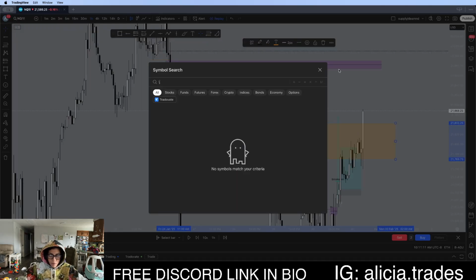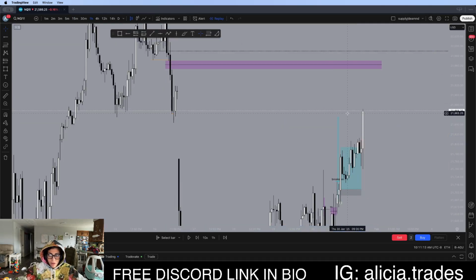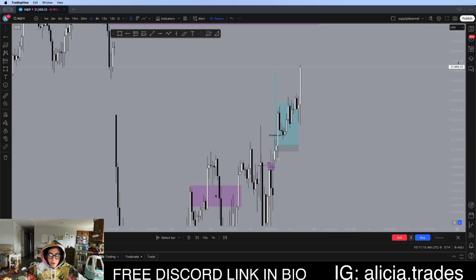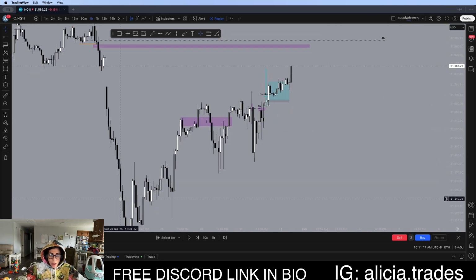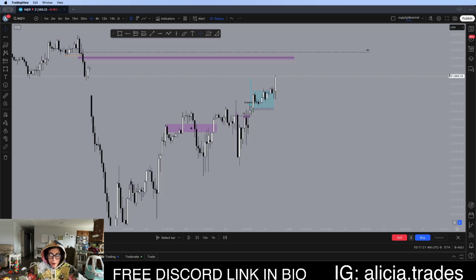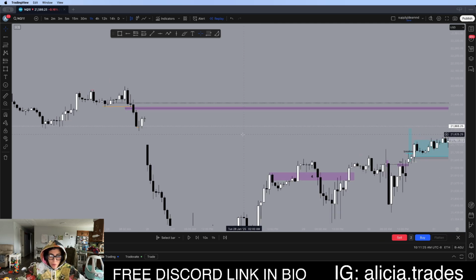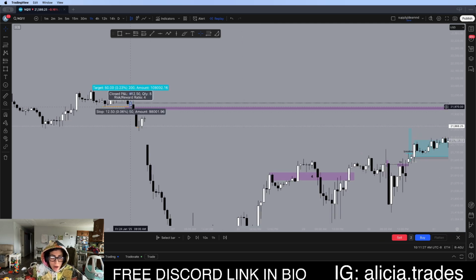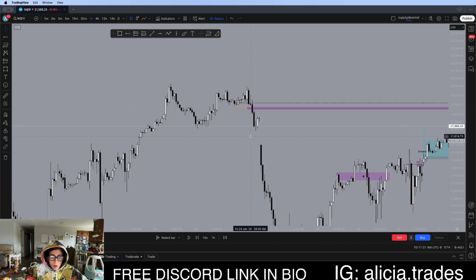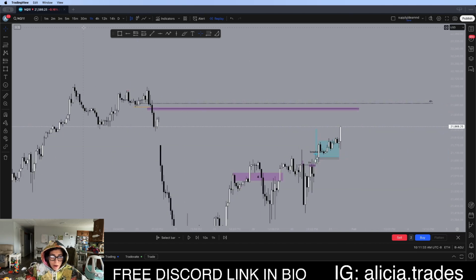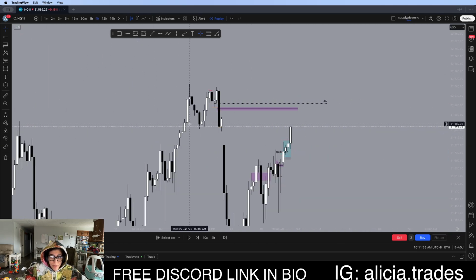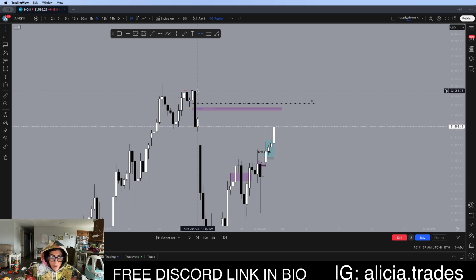So I'll officially be looking for some type of retracement because we have been going up for a very, very long time. And right here as well, we see a 1 hour fair value gap that's right below this 4 hour order block right here. So if we go to the 4 hour time frame, we have this order block right here.